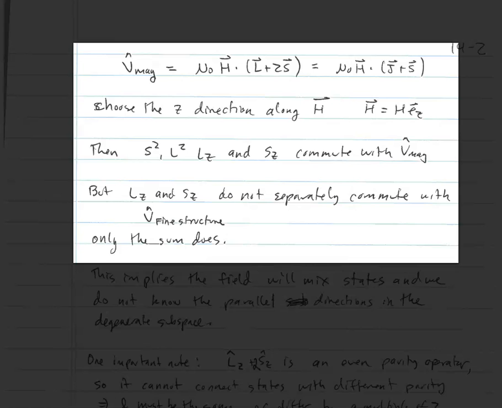Now, if we work in the coupled basis, which we have to work in for the fine structure, we're working with J squared, Jz, L squared, and S squared. In that case, Jz is a good quantum number, but Sz is not, and so it will mix different components. On the other hand, if we worked with the uncoupled basis, the S squared, L squared, Lz, and Sz all commute with V mag, and so we could actually work out the perturbation theory.